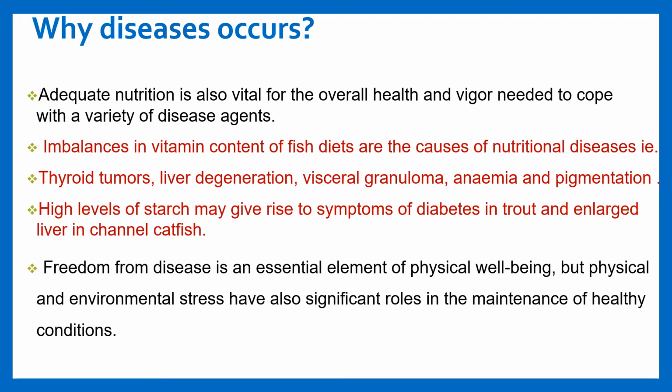nutritional disease occurs. Various nutritional diseases have been reported in fishes, such as thyroid tumors, liver degeneration, visceral granuloma, anemia, and pigmentations. A high level of starch may give rise to symptoms of diabetes in trouts and enlarged liver in channel catfishes. So, freedom from disease is an essential element of physical well-being, but physical and environmental stress also have a significant role in the maintenance of health.